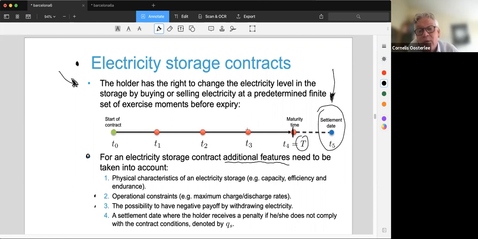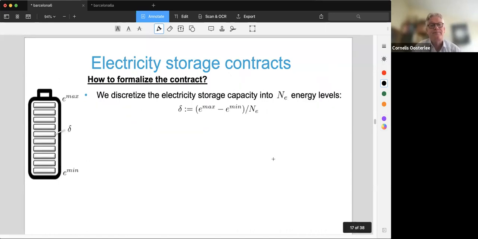You could imagine when you are here, you need to make a decision. You could get a penalty if you do not have sufficient electricity in storage. It may be more beneficial to buy extra electricity because you want to avoid that penalty at the settlement date. And that is also how it happens in practice.